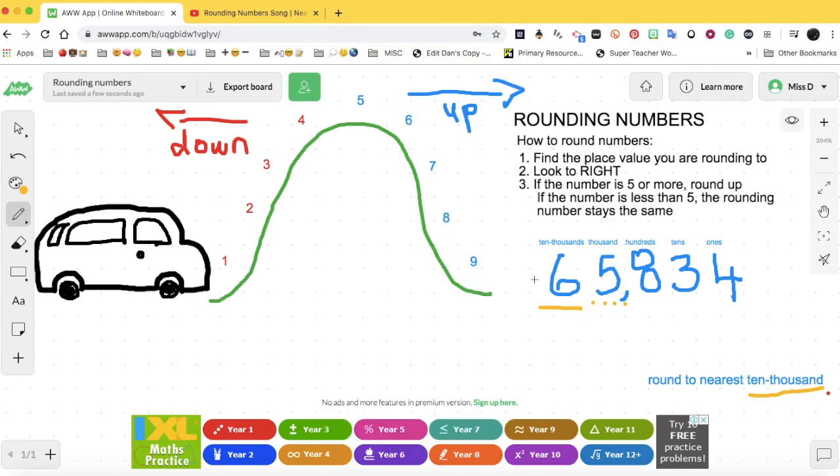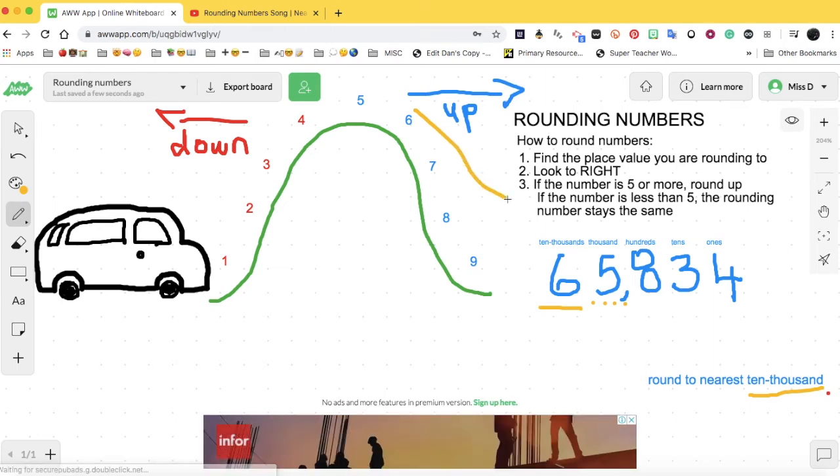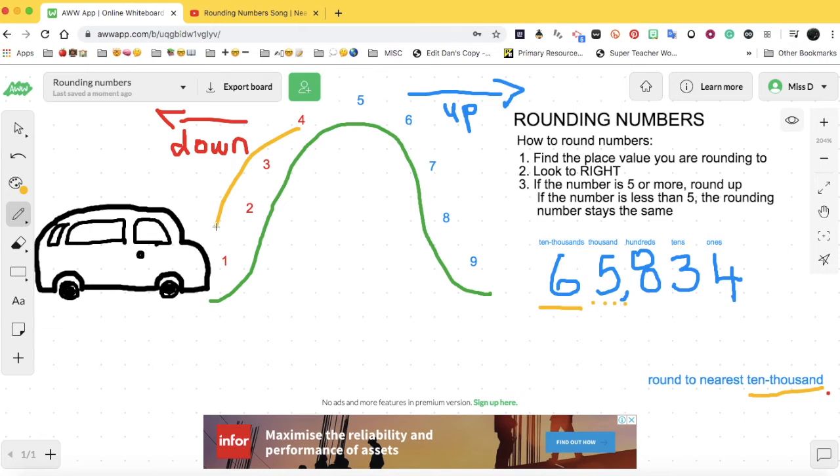So, if the number is 5 or more, we round up and we go back to remembering our little hill and our car. If it's 5 or more, then we would end up going down the hill, which is the same as continuing and rounding up to the next number. If the number is 4 or less, we would get stuck and we'd roll back down again. Okay, so if it's a 5, are we rounding up or keeping it the same?